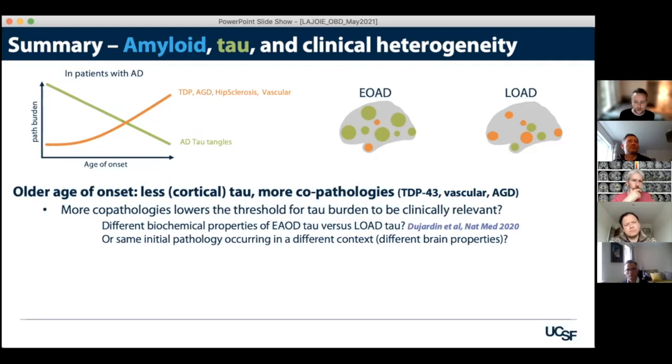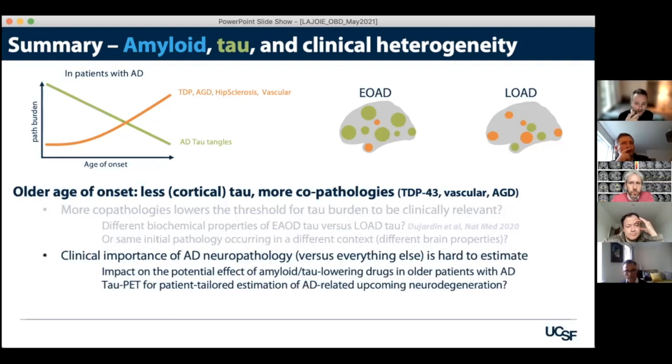The idea of why patients with late onset don't have as much tau might have to do with how many pathologies they have in their brain, and maybe the fact that they have all the things going on lowers the threshold for tau to be clinically relevant. We also don't know, maybe the tau pathology that happens in early life or in late life is not exactly the same from the biochemical perspective. And maybe it's not the pathology that's different. Maybe it's because the pathology that happens to a brain that's 40 years old versus a brain that's 80 years old happens in a different context. So maybe it's the interaction between the pathology and the premorbid brain that explains these differences.